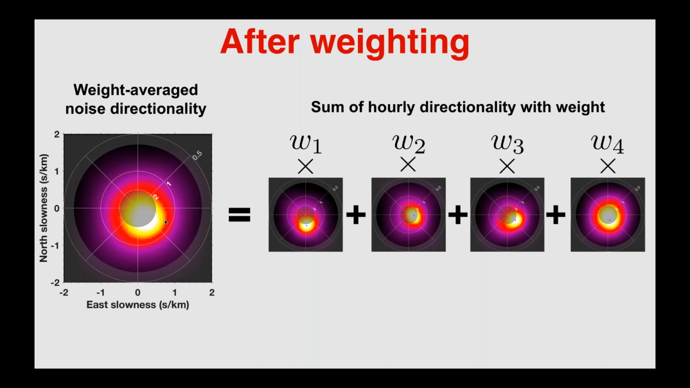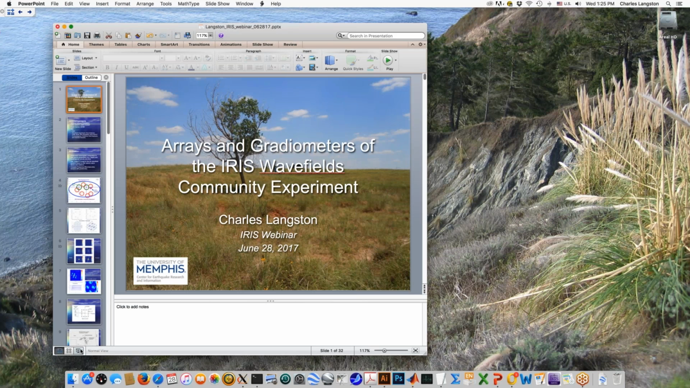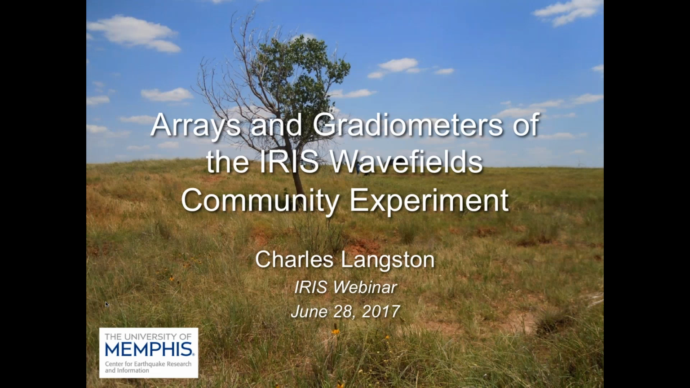So our second speaker today is Dr. Charles Langston, who is currently the director of the Center for Earthquake Research and Information at the University of Memphis. Chuck received his PhD in 1976 from Caltech, and his research interests include a wide range of geophysical studies, including a new wave analysis technique known as wave gradiometry, about which he will have more to say in today's talk. Today he's going to be discussing his initial results from the IRIS Wavefields dataset, and without further ado, here is Chuck to present arrays and gradiometers of the IRIS Wavefields community experiment.